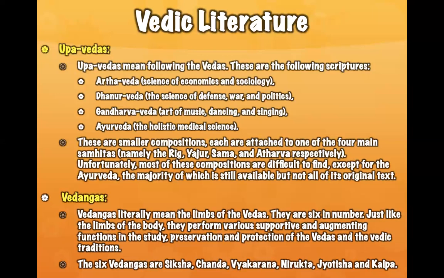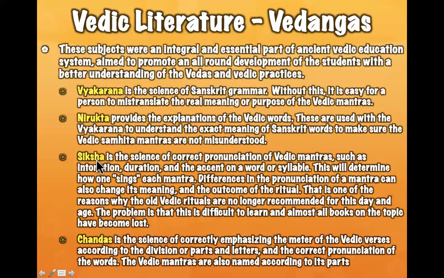Then there are the Vedangas. Vedanga literally means the limbs of the Vedas. Anga means a limb. There are 6 in number, just like the limbs of the body. They perform various supportive and augmenting functions in the study, preservation, and protection of the Vedas and the Vedic traditions. The 6 Vedangas are Shiksha, Chanda, Vyakarana, Nirukta, Jyotish, and Kalpa. So we'll have a little look at these. These subjects were an integral and essential part of the ancient Vedic education system, aimed to promote all-round development of the students with a better understanding of the Vedas and Vedic practices.